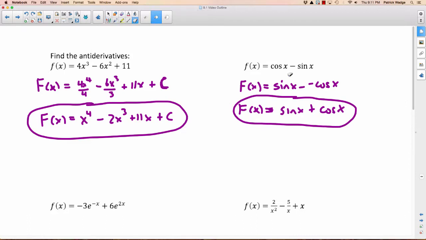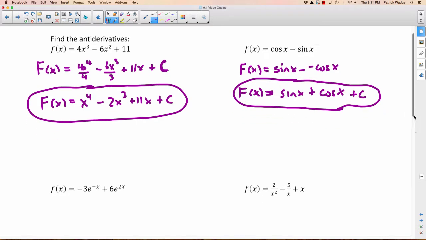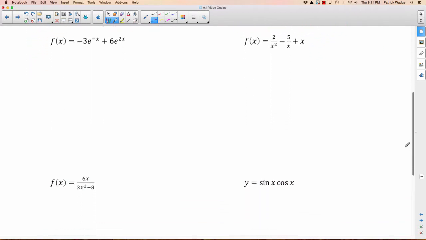I forget this all the time. I bet I'll forget this in at least two more of the questions. I forgot to put plus c. Good for those of you who noticed it and were screaming at your computer or your phone.